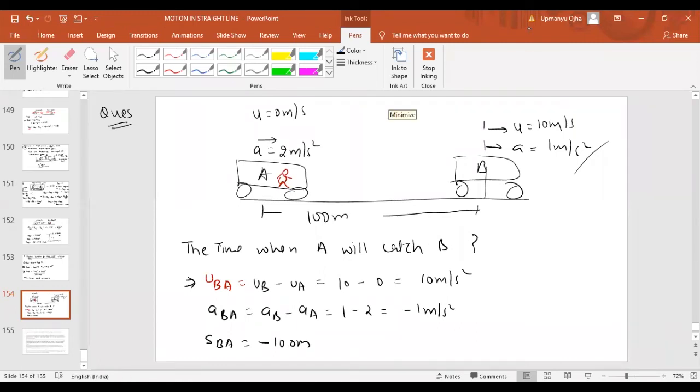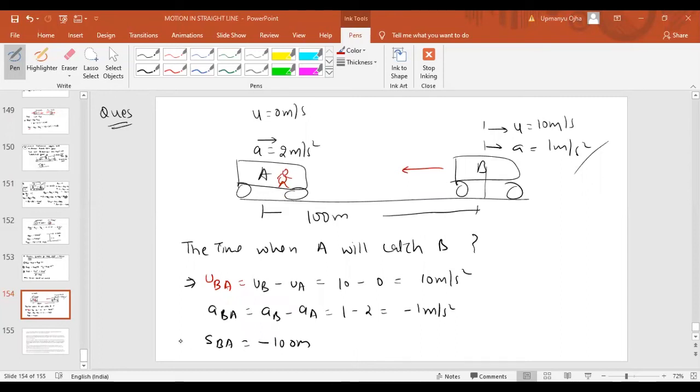Why is it minus 100? Tell me, how much should B get displaced to reach A? Minus 100 only, no? This means B should move in the negative direction by how much? Minus 100 to reach A. Yes or no? Yes, B is displaced relatively backward. Correct. So SBA is equal to minus 100 meter.